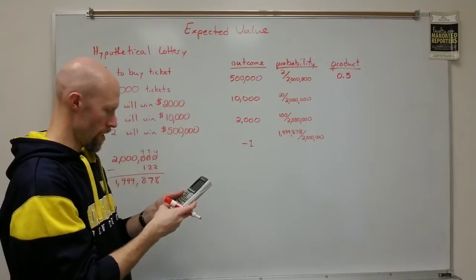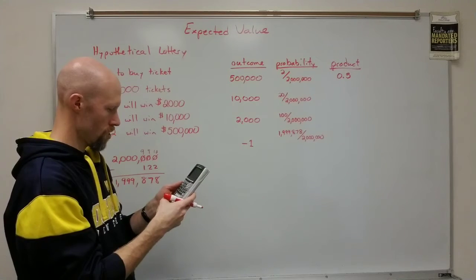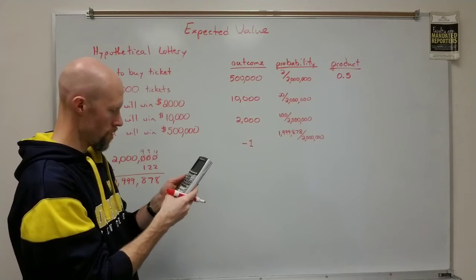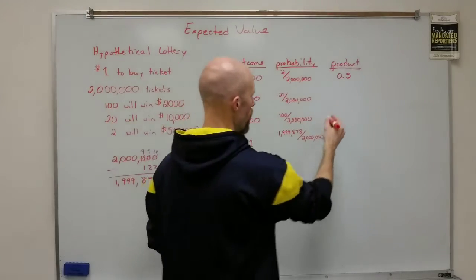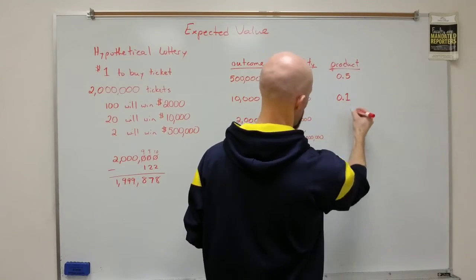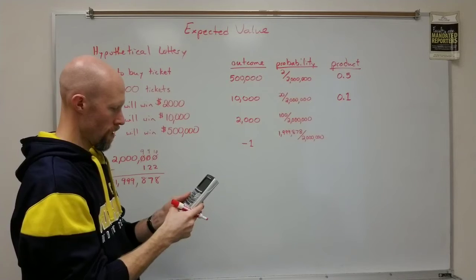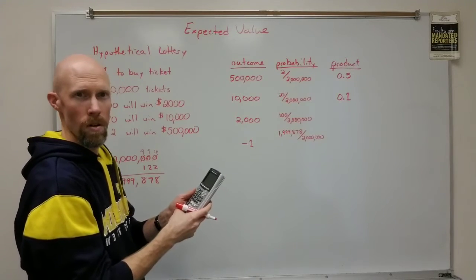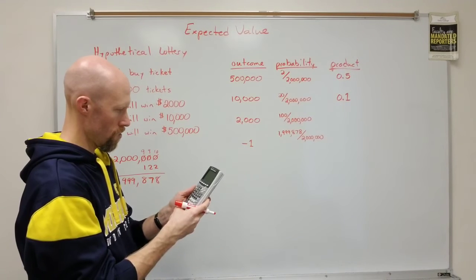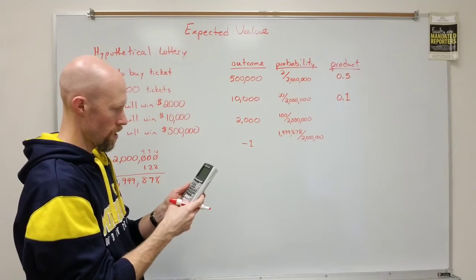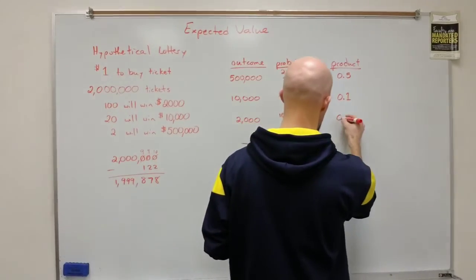Here, this is 10,000 times 20 divided by 2 million. That's 0.1. This one is 2,000 times 100 divided by 2 million. Yep, that's right. That's 0.1 also.